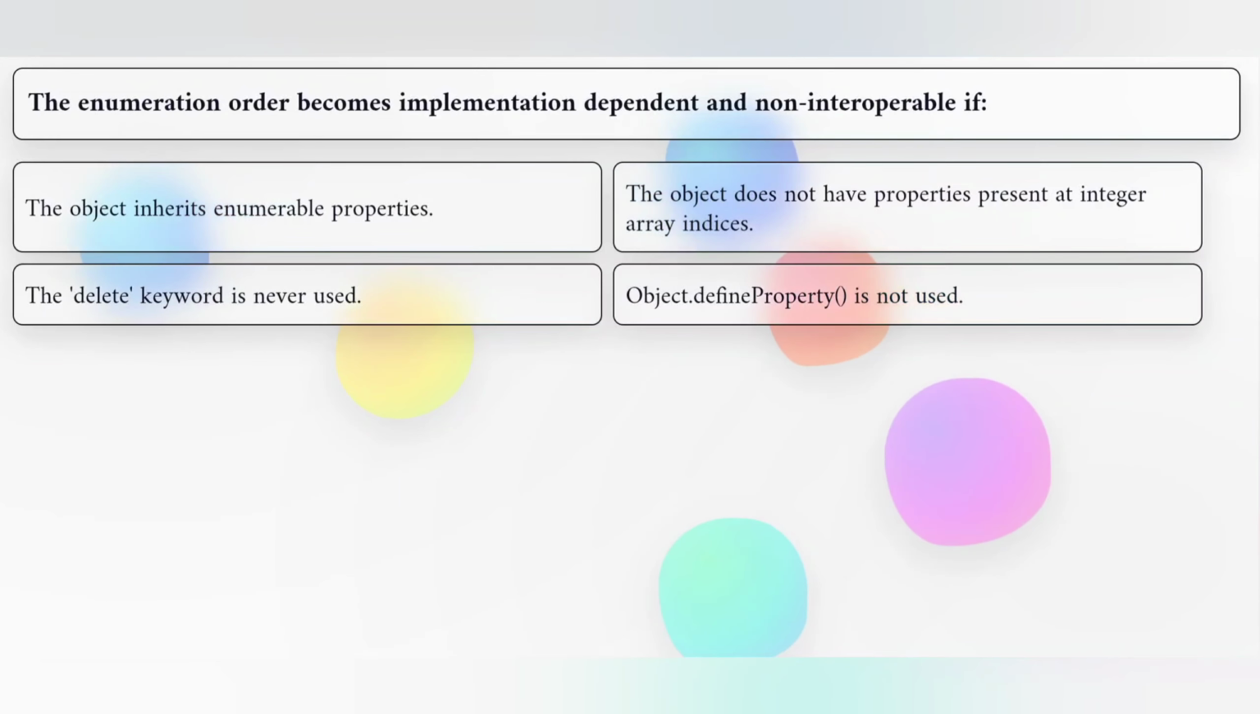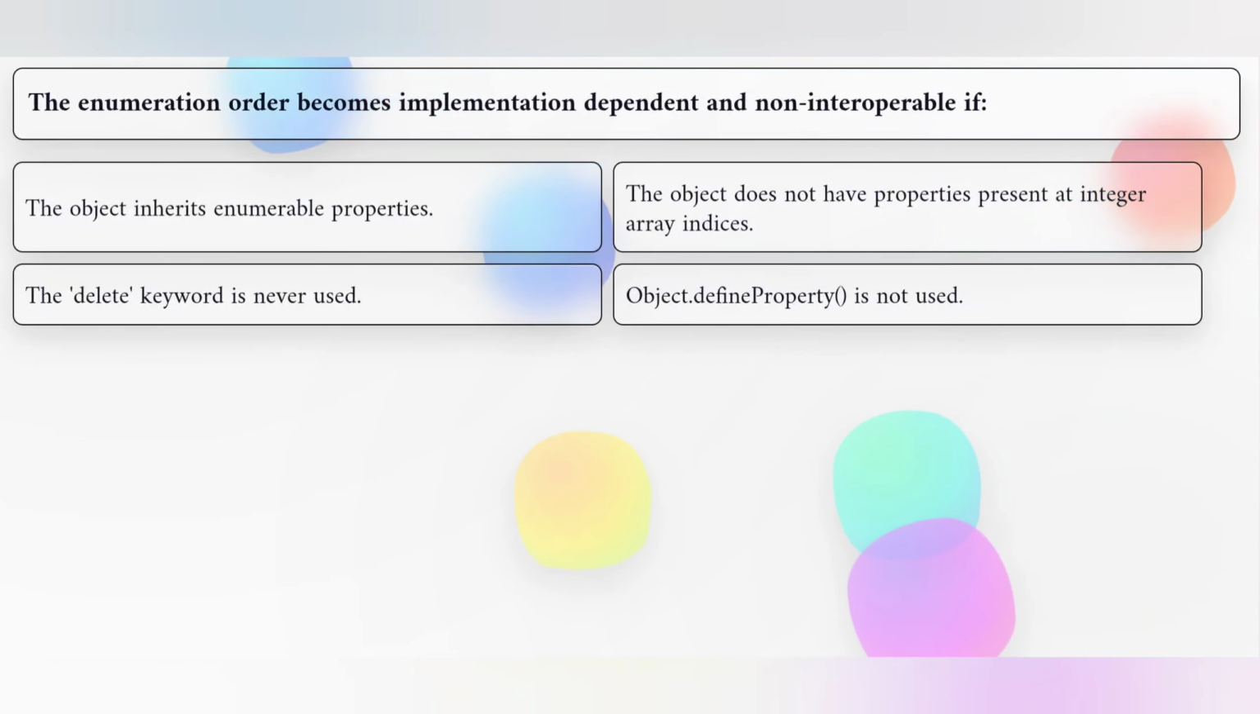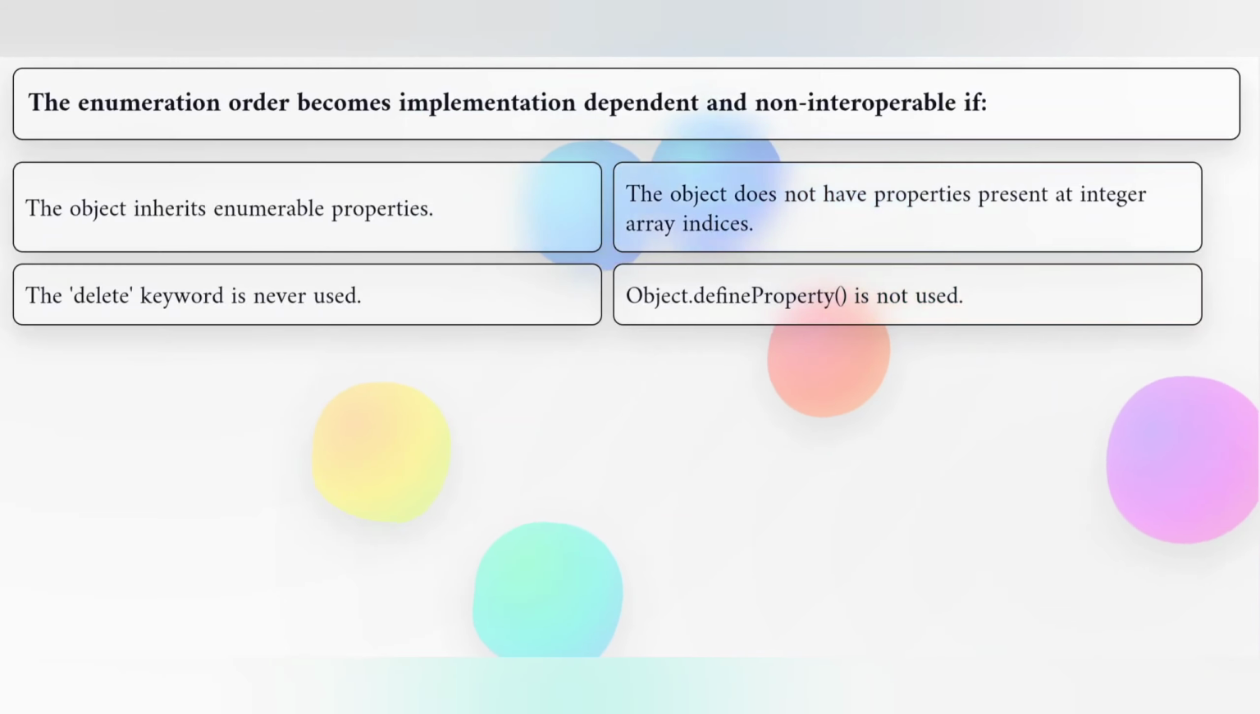The enumeration order becomes implementation dependent and non-interoperable if the object inherits enumerable properties. The object does not have properties present at integer array indices. The delete keyword is never used. Object.defineProperty is not used.